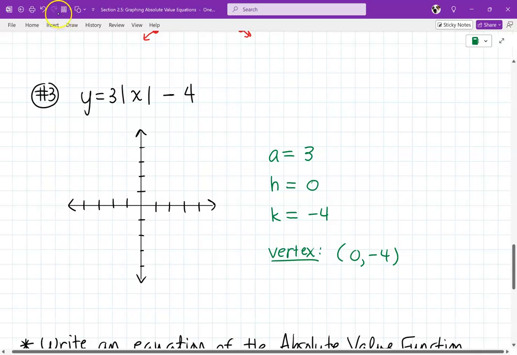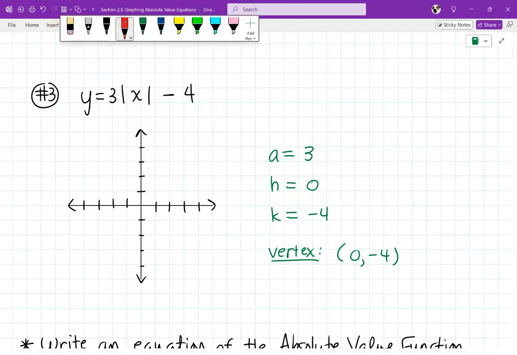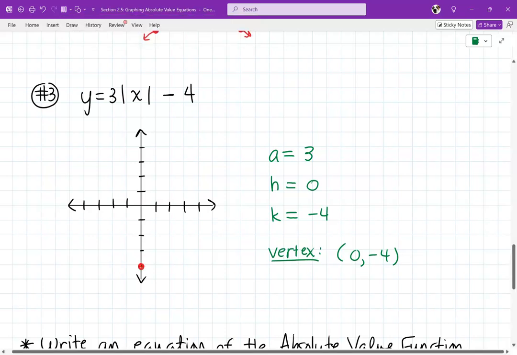Okay, let's graph this. So I'm going to go to my vertex (0, -4), that's right here. And then according to my slope, my 3 is 3 up, once to the right, and also 3 up, once to the left. Okay, connect the dots, and I'm done.